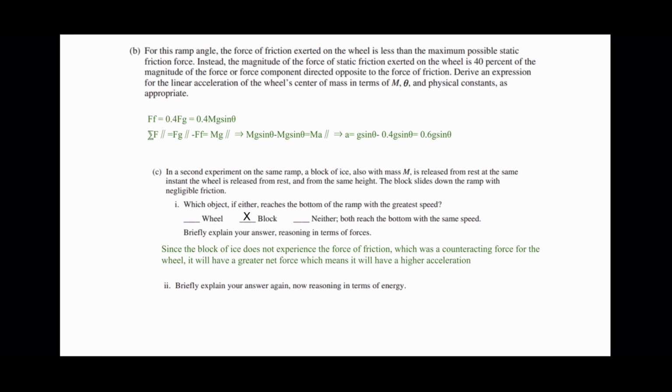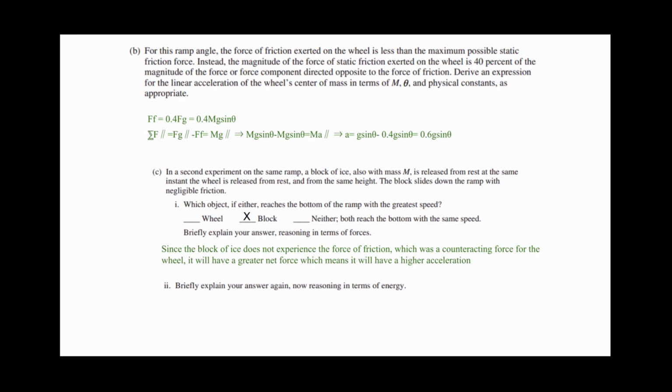And then we go on to the last part of the question, and it says briefly explain your answer again, now reasoning in terms of energy. So we have to say why the ice block has a higher acceleration, but in terms of energy instead of forces. So both the block and the wheel have the same gravitational potential energy, and that's converted into kinetic energy. But the wheel also has rotational energy because it rolls, but the block of ice just slides, so it's going to have more translational kinetic energy. And this means it has a higher acceleration than the wheel has.